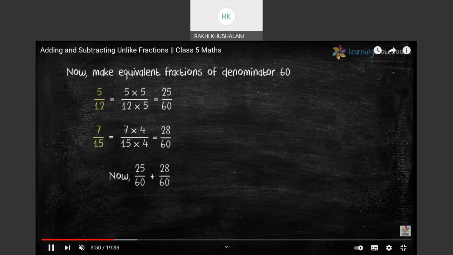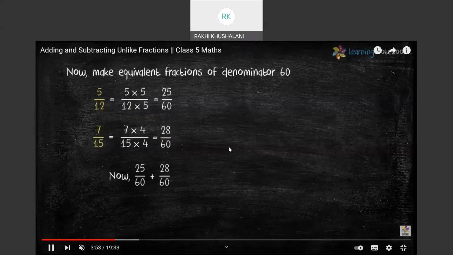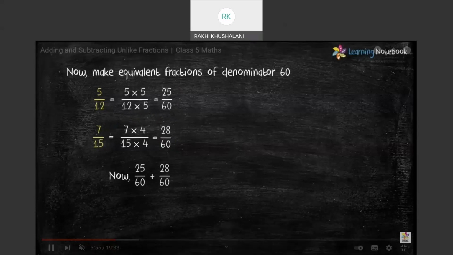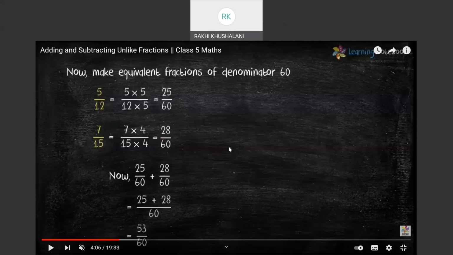to get the sum. So 60 should be retained. 60 has to be retained as the equal denominator, and 25 plus 28 gives me 53. So my actual answer is 53 upon 60. Children, this is the example I have shared with you, but there are a lot of things we have to do with this. Reducing it to the simplest form and all those things we have to learn.